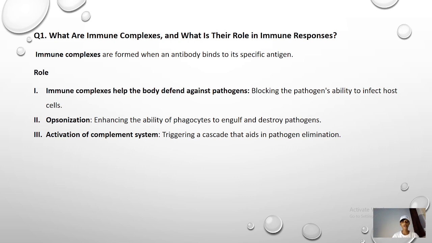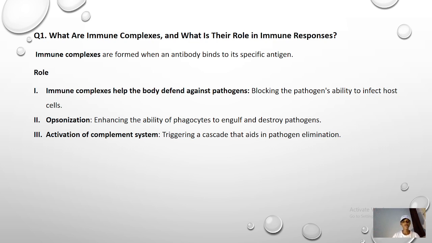I am going to talk about the first six questions from Applied Immunology. The first question is: what are immunocomplexes and what is their role in immune response? Firstly, immunocomplexes are formed when an antibody binds to its specific antigen.